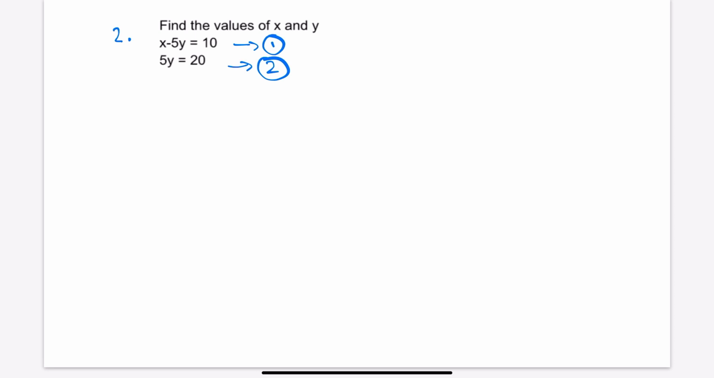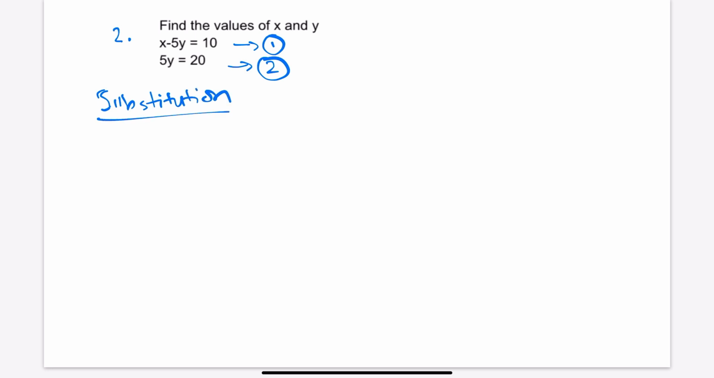Clearly it is a substitution problem. Why? Clearly 5y is here and I have 5y here. I can take the value of 5y, which is 20, and plug it in here in this 5y. So it is a substitution problem again, right?